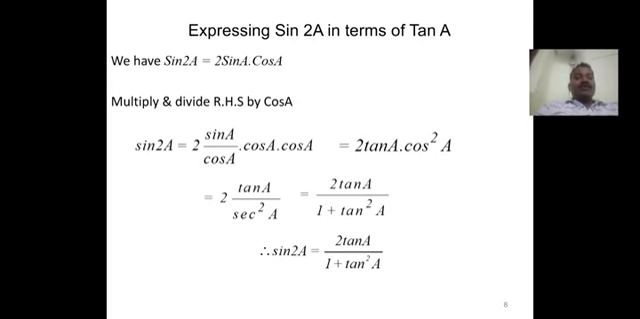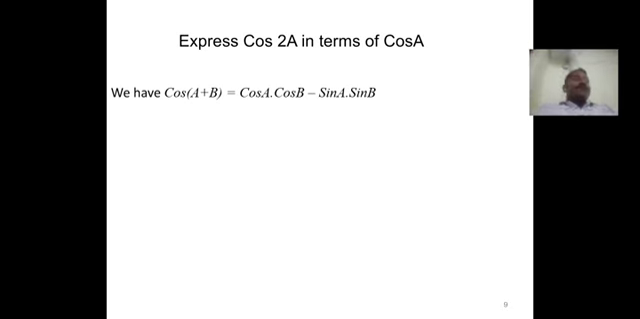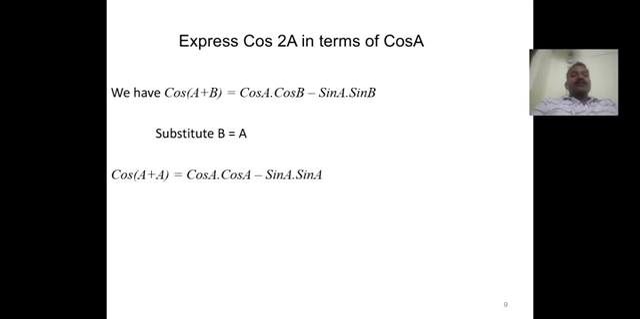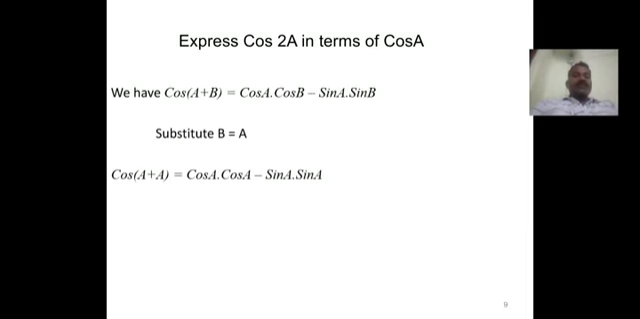Now similarly we can find the formulas of cos 2A in terms of cos A. We have a formula: cos of A plus B is cos A cos B minus sin A sin B. Substitute B equal to A. Therefore, the left-hand side is cos of A plus A, equal to cos A into cos A minus sin A into sin A. So cos of A plus A, that is cos 2A, is equal to cos square A minus sin square A.